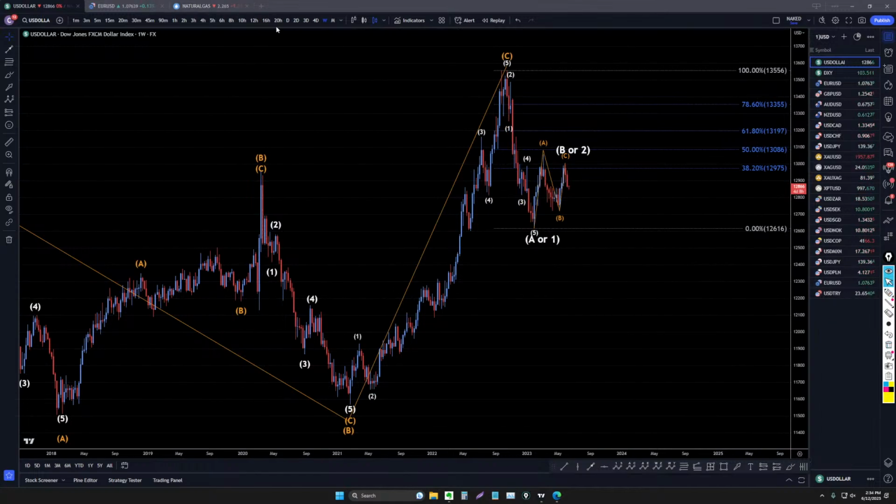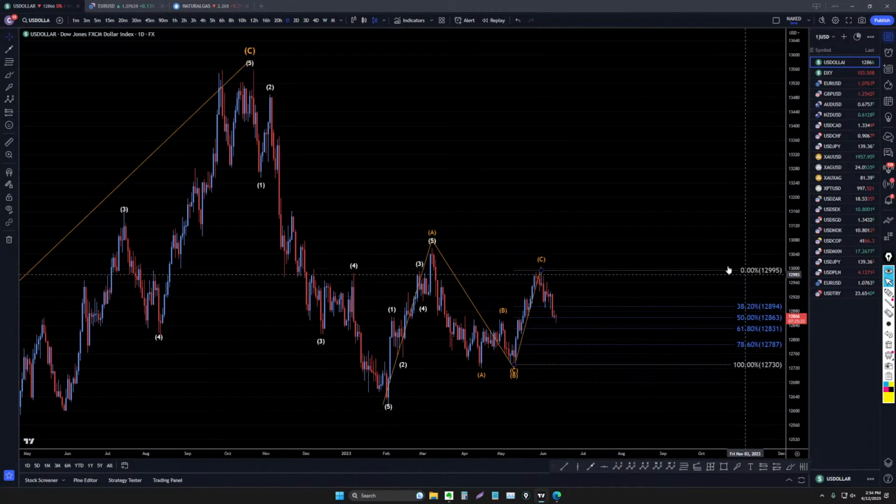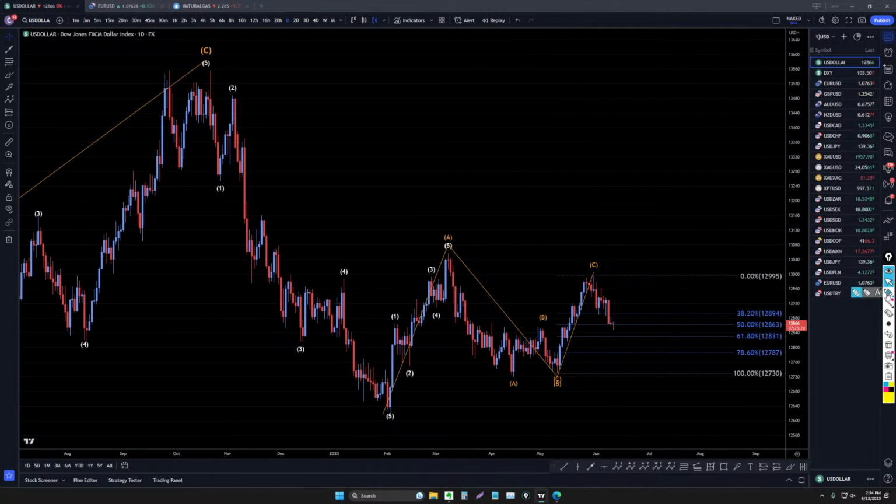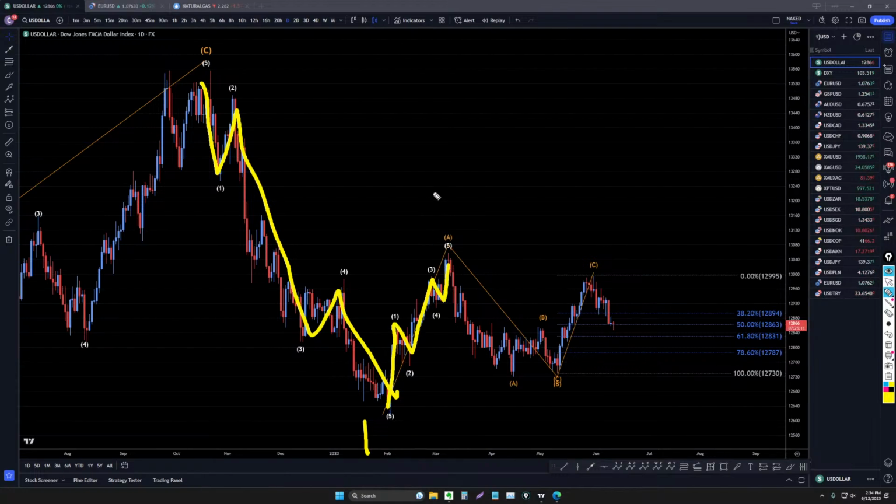So keeping that in mind, let's head down to the daily time frame. On the daily time frame, now you can actually start to see some of these trends. 1, 2, 3, 4, 5 down. I think it's a 1. Then we have 1, 2, 3, 4, 5 up. It looks like a wave A.